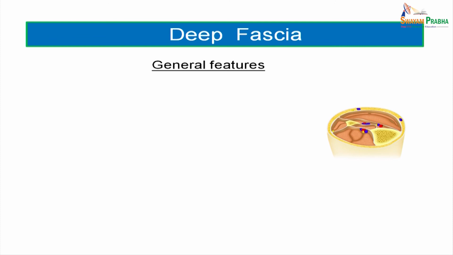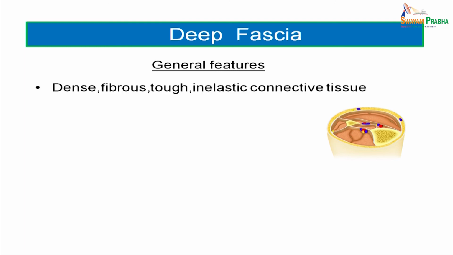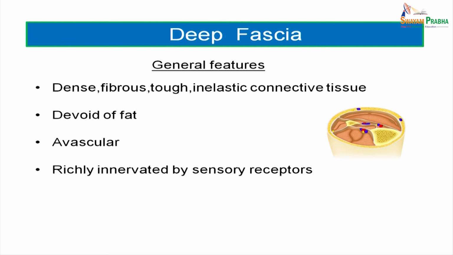Moving on to deep fascia. So, what are the features of deep fascia? So, this is a dense, fibrous, tough, inelastic connective tissue. So, superficial fascia was a very loose connective tissue, whereas this is a very dense, tough and fibrous connective tissue. It is devoid of fat and it is avascular. So, there are no blood vessels which are going to supply this deep fascia, and it is richly innervated by sensory receptors.